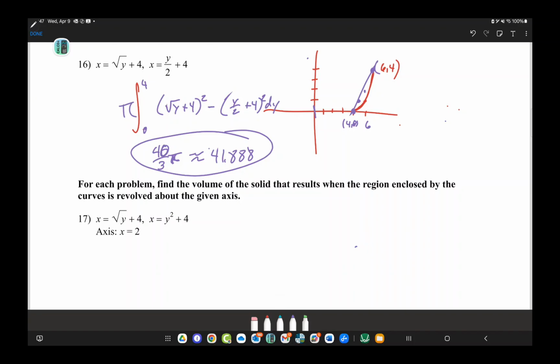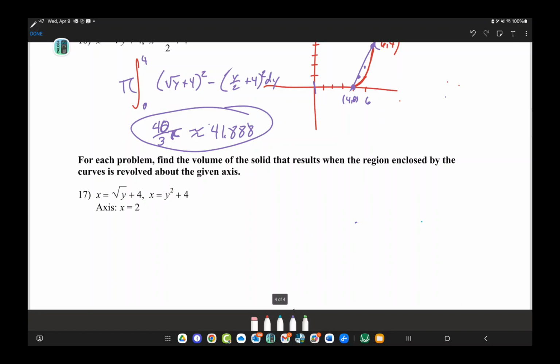Post the answer key, right? I think I did. Okay, make sure. All right. Well, at least we have a similar graph.